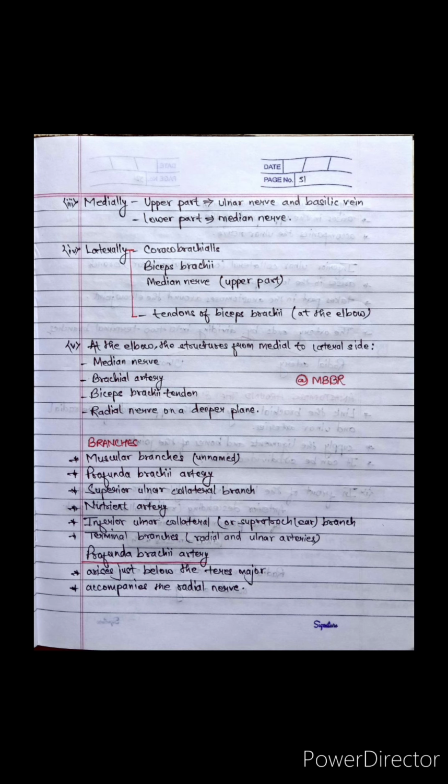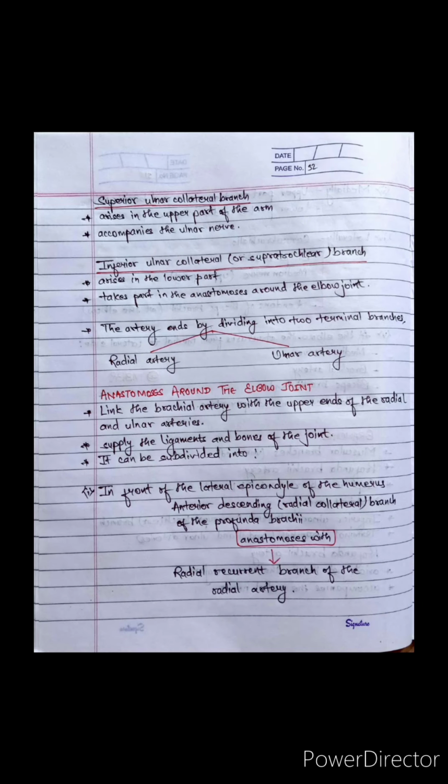Now let's see about profunda brachii artery. It arises just below the teres major and accompanies the radial nerve. The superior ulnar collateral branch arises in the upper part of the arm and accompanies the ulnar nerve. Inferior ulnar collateral or supratrochlear branch arises in the lower part and takes part in the anastomosis around the elbow joint. And the brachial artery ends by dividing into two terminal branches, that is radial artery and ulnar artery.